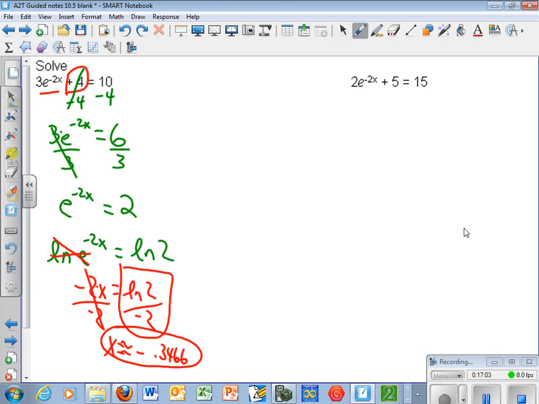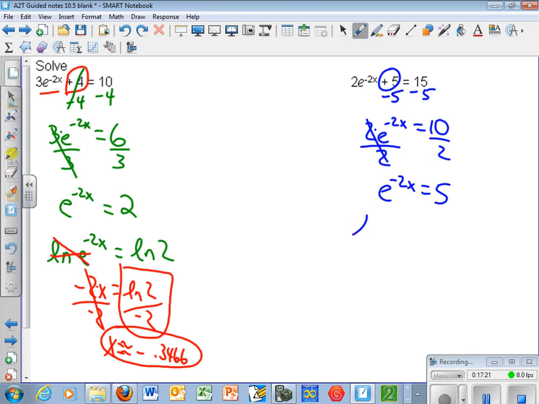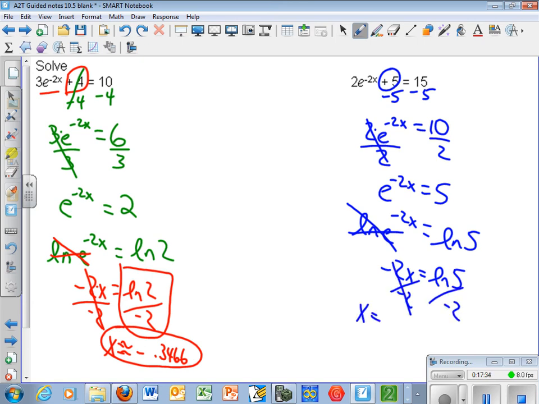This one's very similar to the one that we're going to do next. We want to get rid of the plus 5 first, so I subtract 5. So I have 2e to the negative 2x is equal to 10. I'm going to get rid of the multiplying by 2 to get my base e alone. So e to the negative 2x is equal to 5. Once you get down to this and your variable's on that power of e, now I do the natural log of both sides. This cancels out, they're inverses, so negative 2x equals the natural log of 5, and now I'm going to divide by negative 2. Very similar to the one I just did.